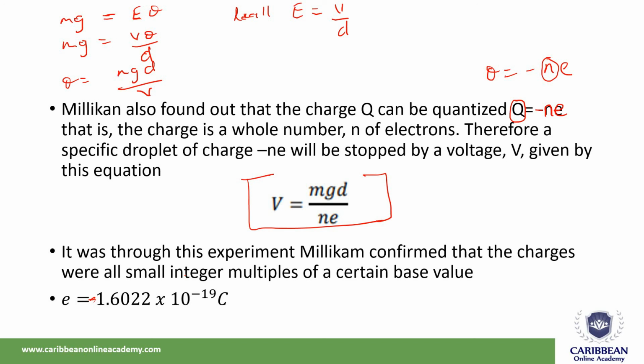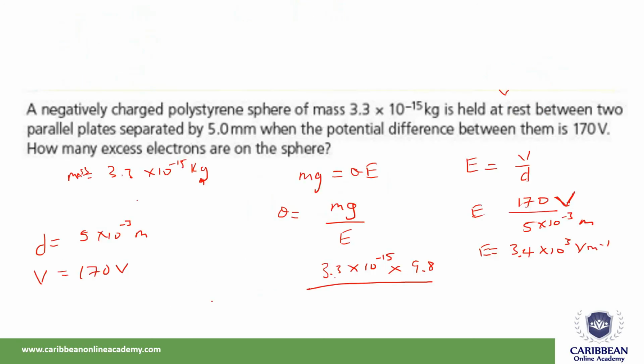All right? So he was able to confirm that the charges were all small integer multiples of the value 1.6 times 10 to the minus 19 coulombs. So this experiment was able to prove this. All right? So that was a good thing that he did for us.